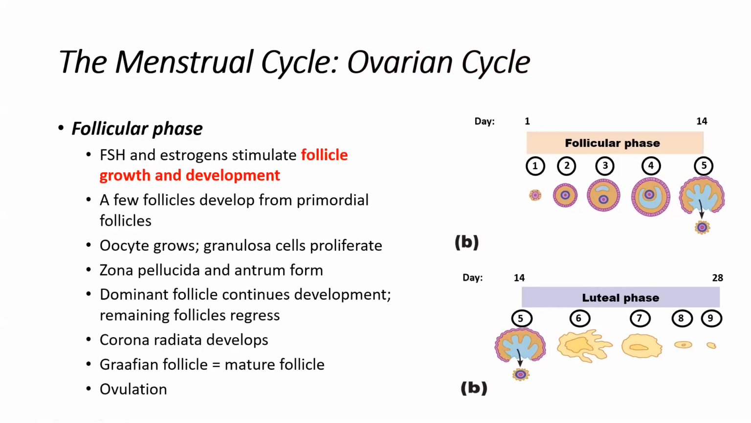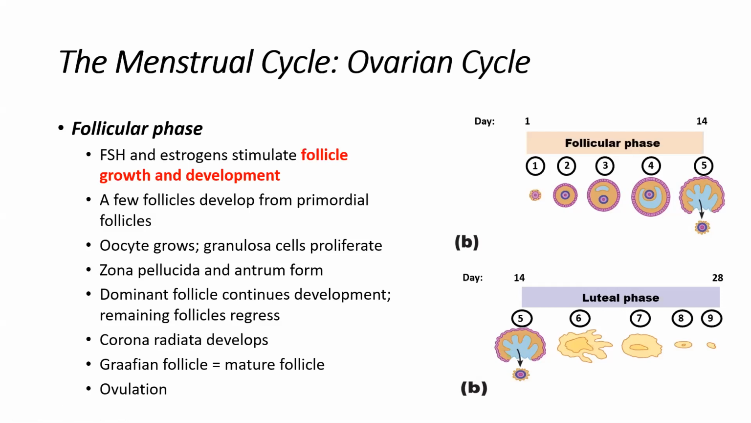So let's go through each of these phases and describe what's taking place. In the follicular phase, FSH and estrogen stimulate the development of the follicle from the primordial follicle in its least developed stage all the way to the fully developed Graafian follicle, which then prepares for ovulation. Many primordial follicles are developing, but later in the follicular phase, only one primordial follicle will progress to become a full mature Graafian follicle.